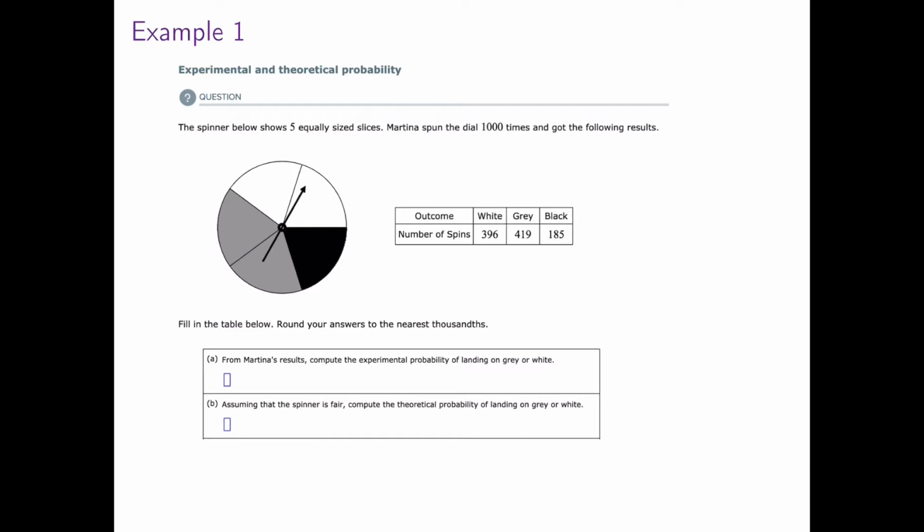From Martina's results, compute the experimental probability of landing on gray or white. So experimental means the results of the experiment, so we use her data that she came up with. And so what's the probability of landing on gray or white? Well, she did this 1,000 times, so our denominator will be 1,000 because that is the number of times the experiment was run. Now, how many times did it land on gray or white? So we're looking at the white column and the gray column, and we'll add those together: 396 plus 419, to get our numerator.